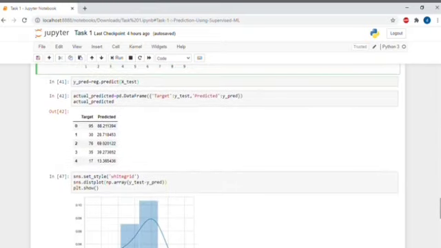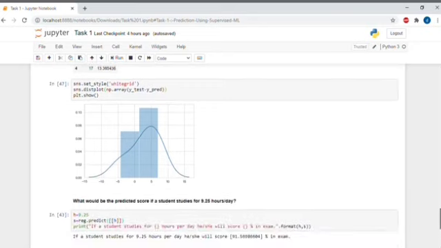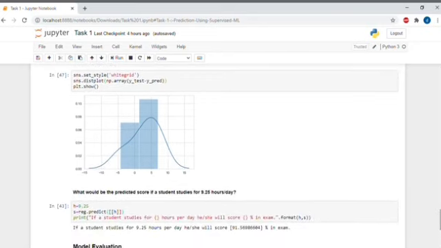So these are the target values which we already have in the data and the predicted values which the model is predicting. And we are also plotting a distribution plot for the difference between the target value and the predicted value. This difference is very close to 0, and it is in the range of -5 to 5. So it basically tells that our model is fitting the data well.